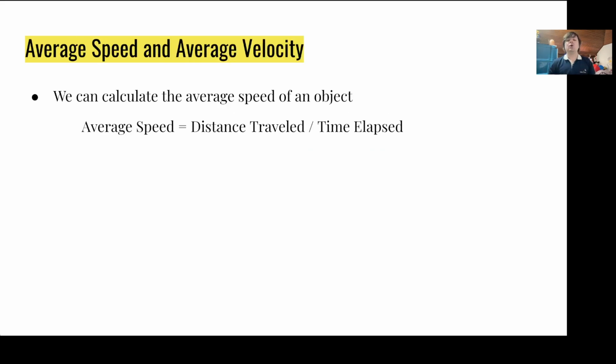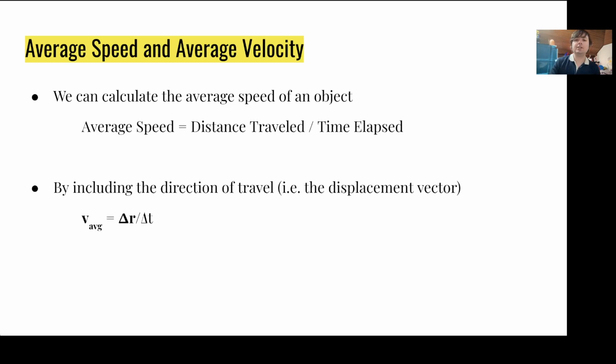Okay, so how do we calculate this average speed? The average speed is just your distance traveled divided by your time elapsed. Distance is actually a scalar quantity. And when you have a scalar quantity divided by another scalar quantity, that means you end up with a scalar quantity. And that's why speed is a scalar.